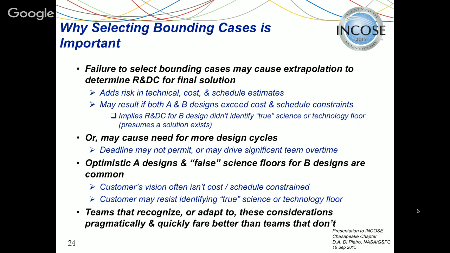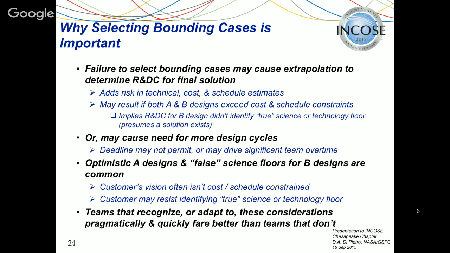If you have two designs that exceed the cost and schedule constraints, and you've only got time to run one, it may put you in a situation where you need to run an additional design cycle to bracket the solution space. Now, the deadline may not permit that. You may have a proposal due on a particular date, or it could wind up driving significant team overtime. And that's why this is part of a strategic discussion.